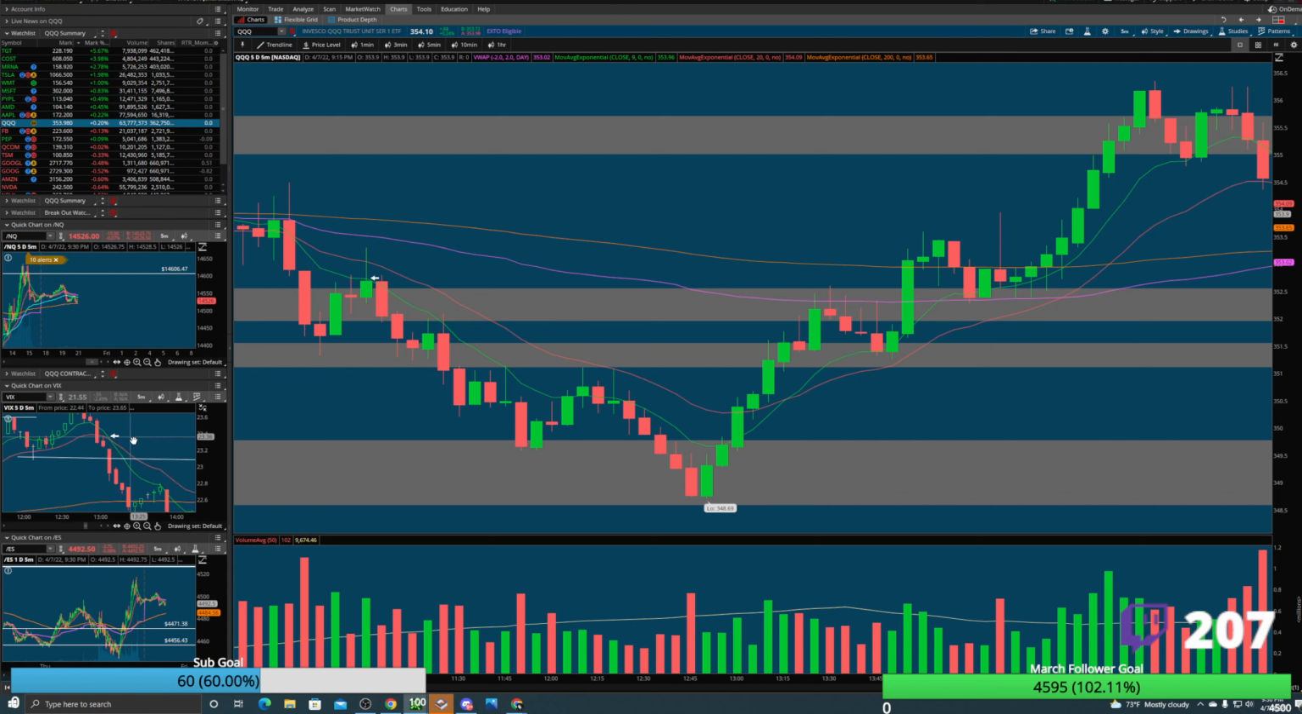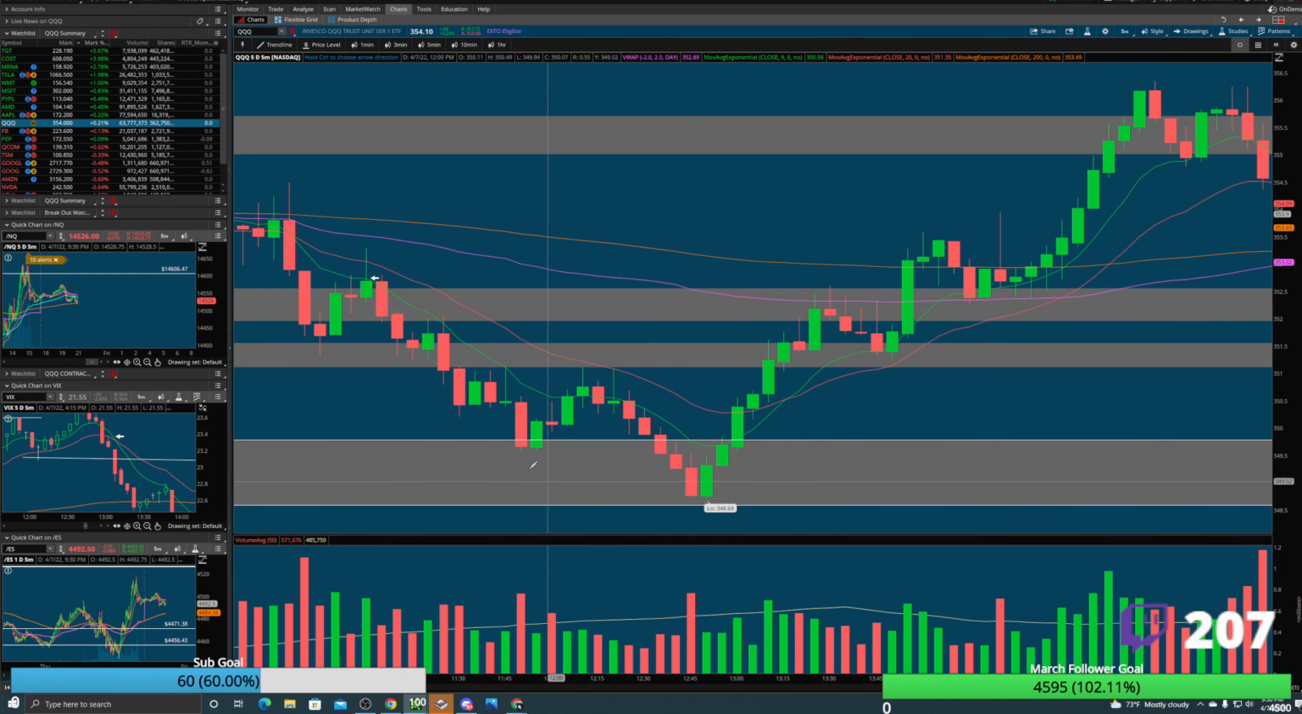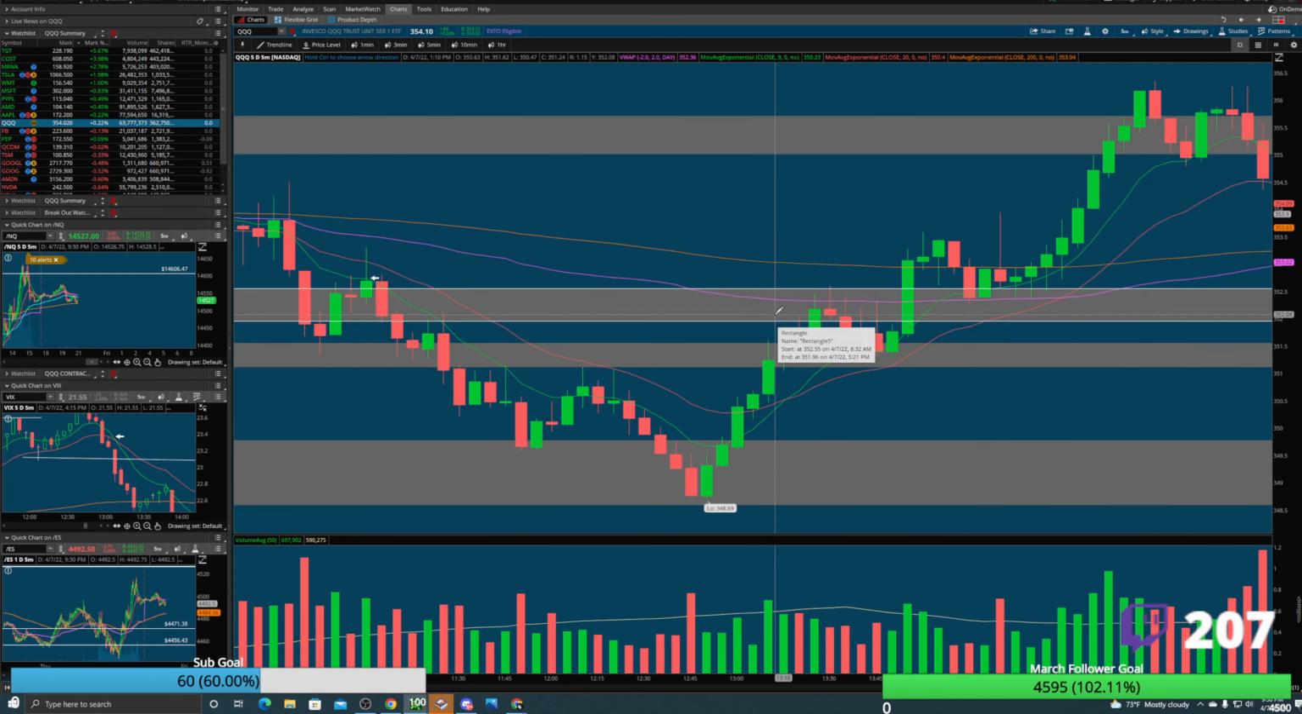Now, if the EMAs fail, what you want to look for is the first test, the first touch of the EMAs to the downside. So if VIX is bearish and it's the inverse of the majority of your indexes, that means the indexes are quote unquote safe to go long. I wouldn't say so much safe, but giving you much more confirmation for going long.